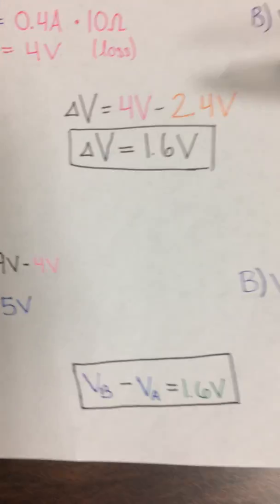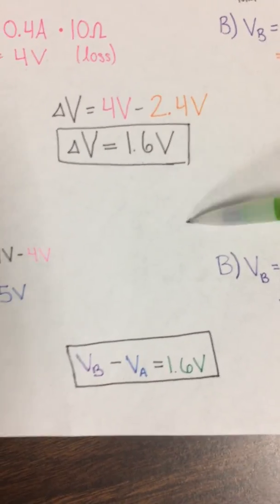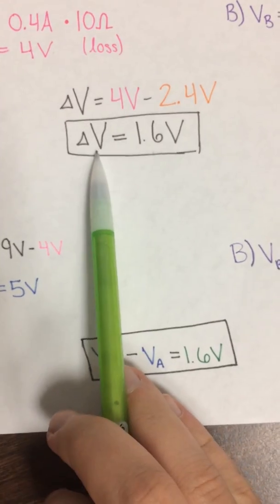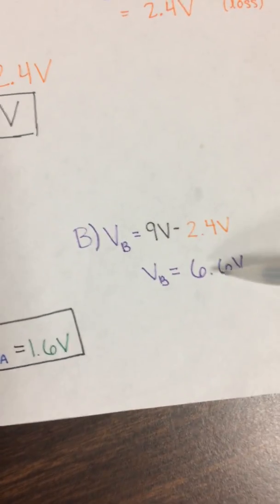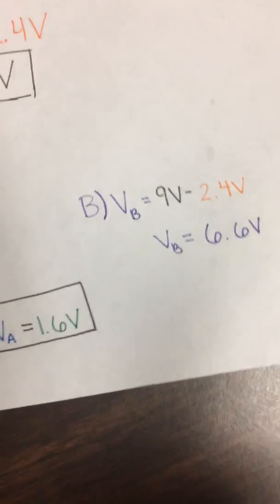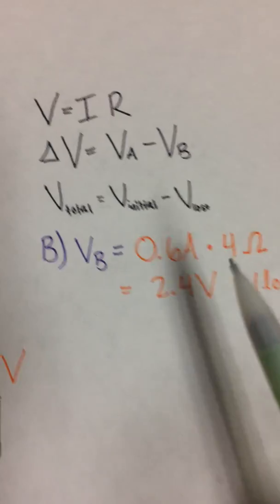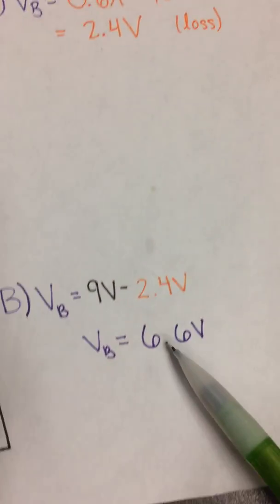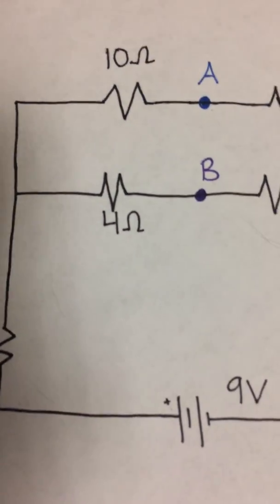Therefore, we have double-checked both ways that 1.6 is equal to our change in voltage total, and voltage B has a greater total voltage because it does lose less voltage up here via this resistance.